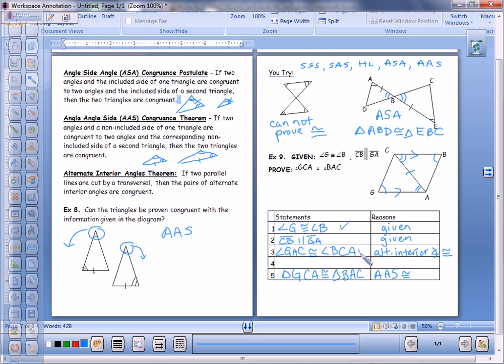Now I have to attack the side. So the side would be that CA is congruent to CA. And when we're saying something is congruent to itself, that is the reflexive property.